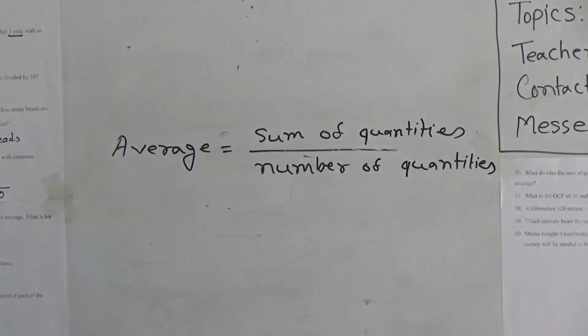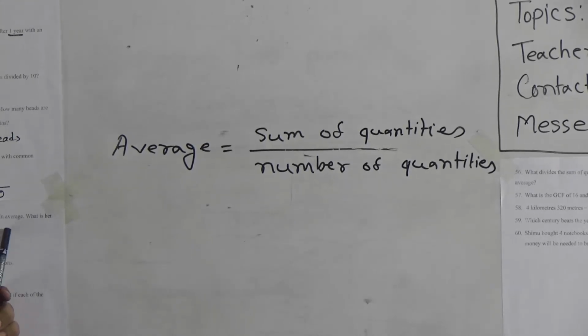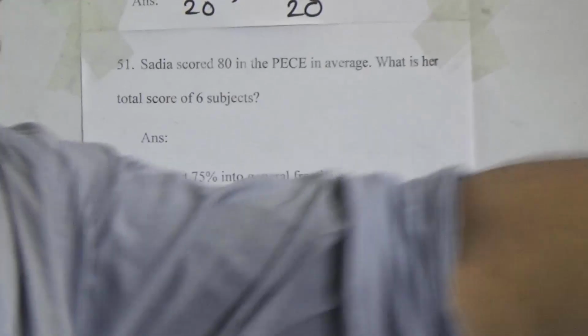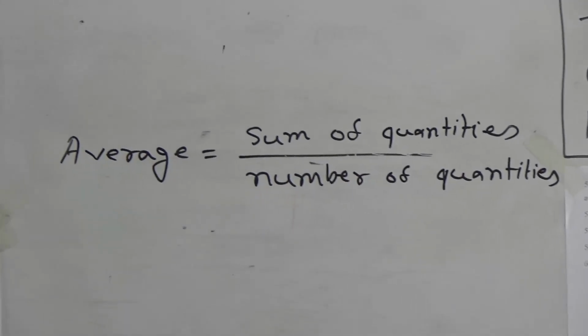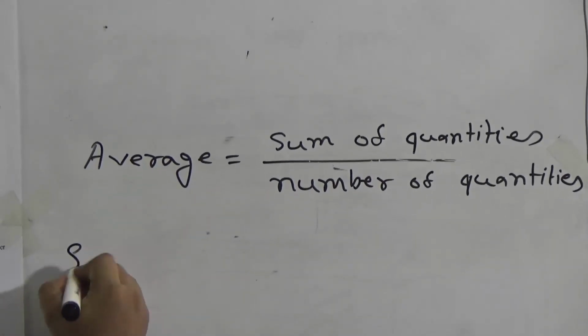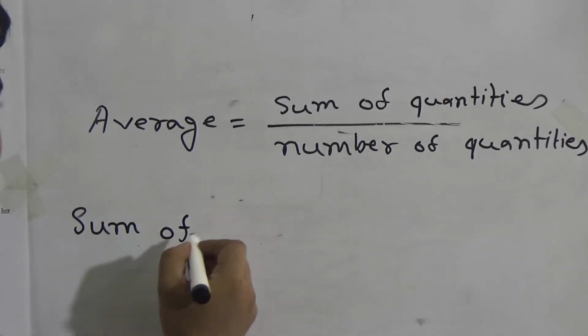Dear student, notice, here the average is given and the number of quantities is given, but the sum of quantities is not given. We need to find the sum of quantities. So how can we find the sum of quantities?